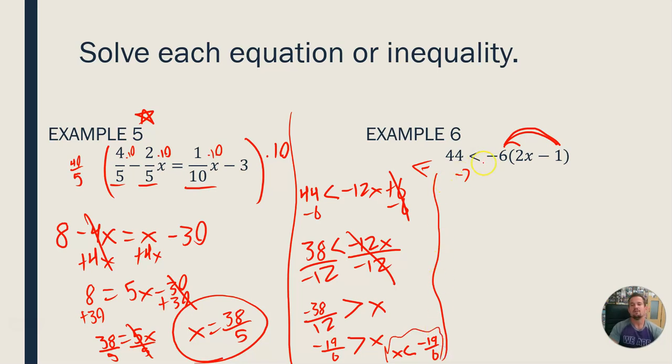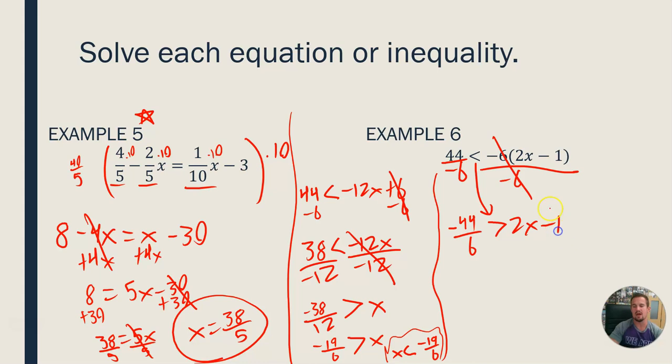Okay? From the very beginning, note that another thing I could do, since negative 6 is multiplied by this whole parentheses, I could divide both sides by negative 6 right from the get-go. Okay? Which would leave me with 44 over negative 6, which simplifies to negative 22 thirds. Or I could just leave it as 44 over 6, doesn't matter. Since I divided by a negative, this inequality symbol would switch directions. And that would be equal to 2x minus 1. Okay? And then I would have to add 1, divide by 2, and you'd have to do some extra math, get some common denominators in order to make that work. You would end up with the same final answer, negative 19 sixths.